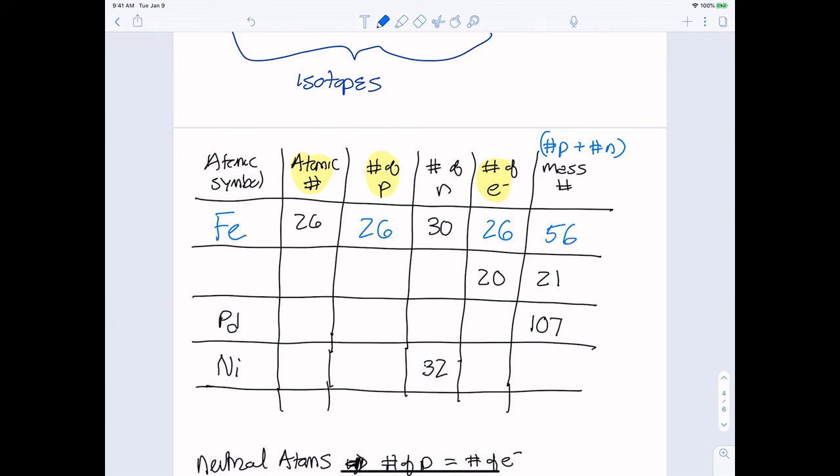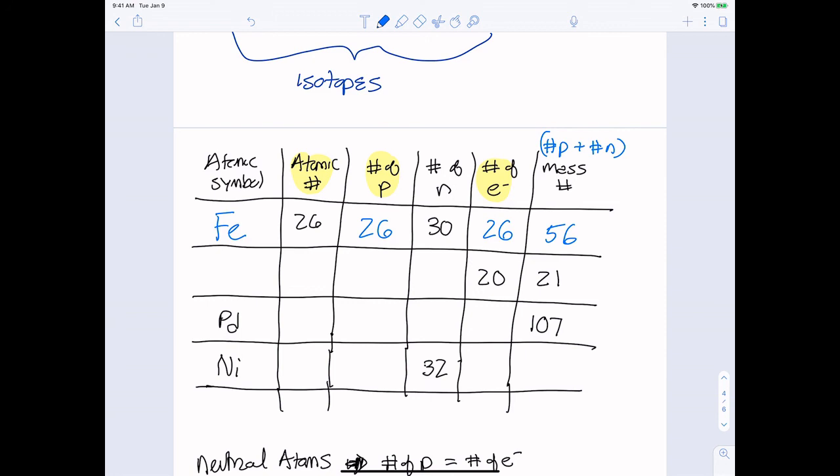Cool. So I'm going to let you guys try the rest of the table on your own. Please just pause the video real quick and go ahead and fill it in. When you're done, hit play again. So hopefully you guys did that.